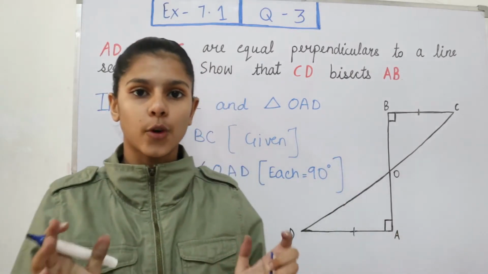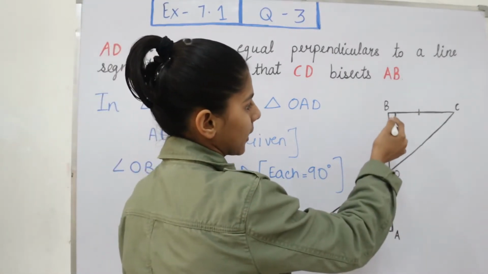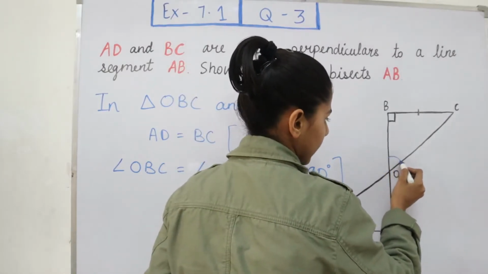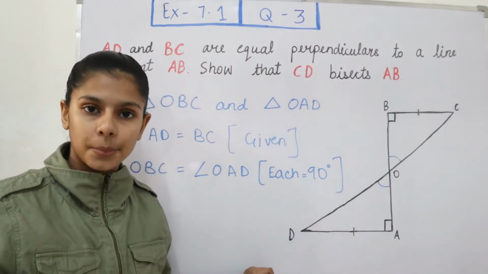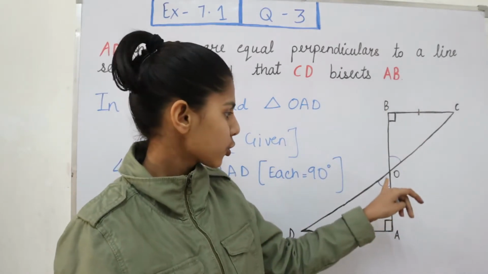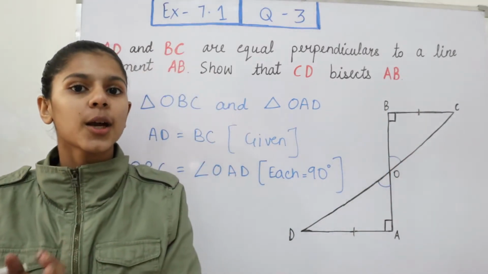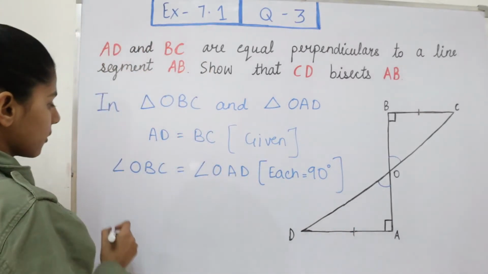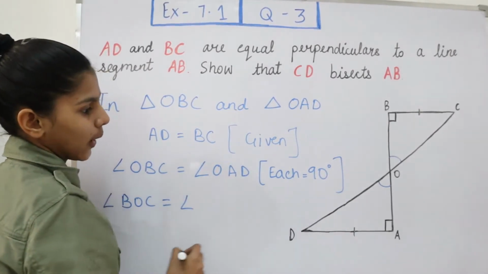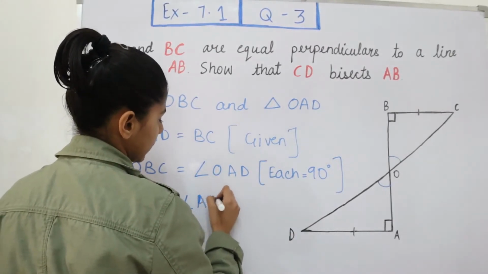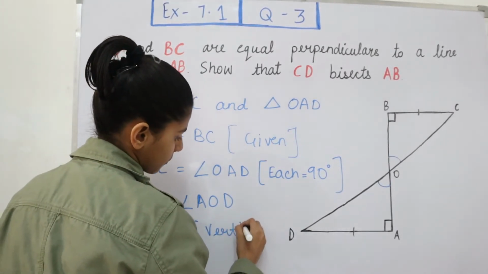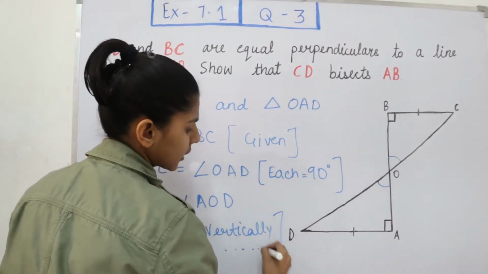Now we need one more condition for proving them congruent. As you can see, angle BOC and angle AOD are vertically opposite angles. You can observe from here that this angle and this angle are vertically opposite angles, because line segment CD is intersecting the line segment AB. So these both are vertically opposite angles, and vertically opposite angles are always equal. So hence we can write angle BOC is equal to angle AOD, and the reason will be vertically opposite angles.